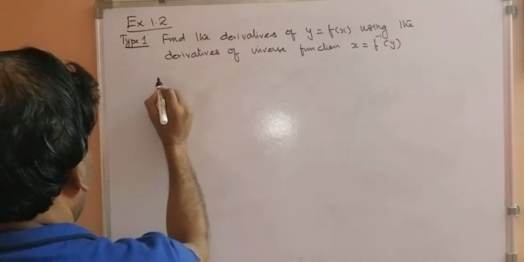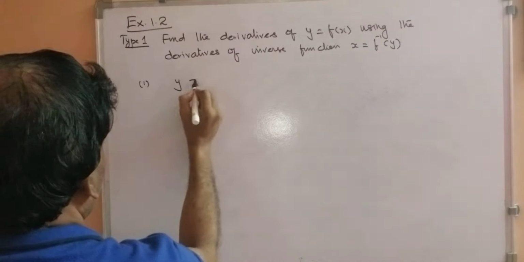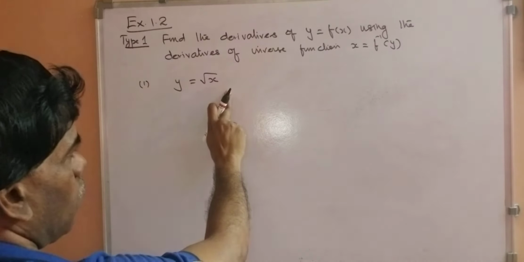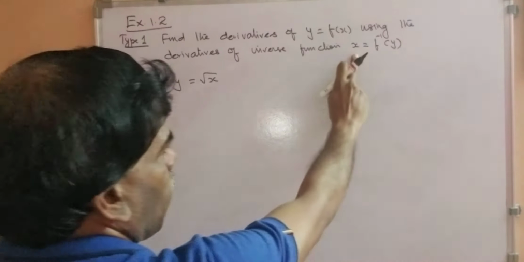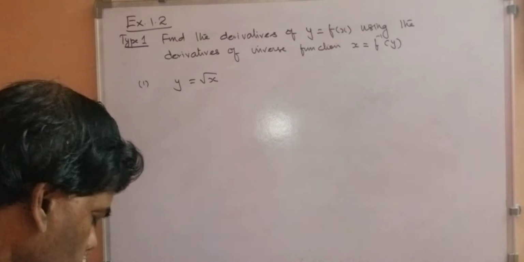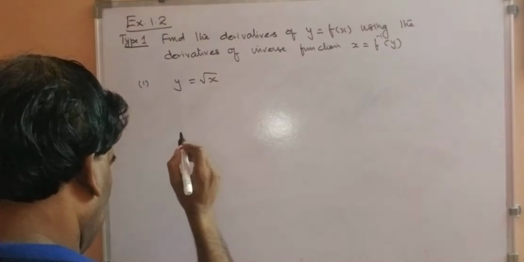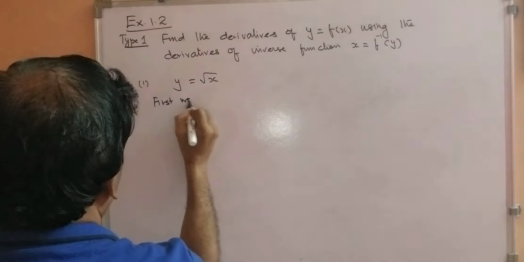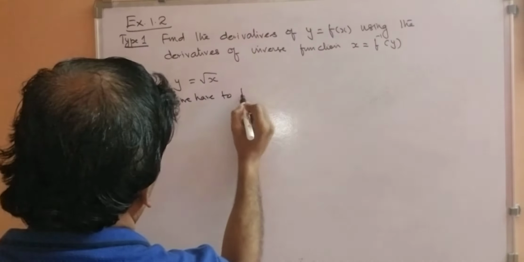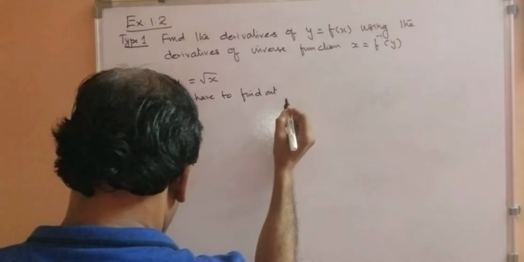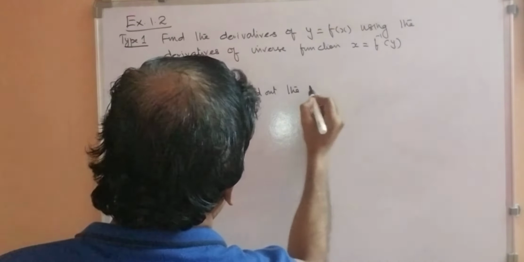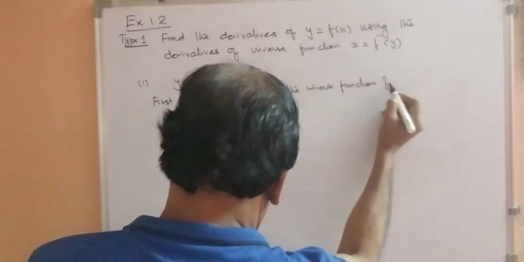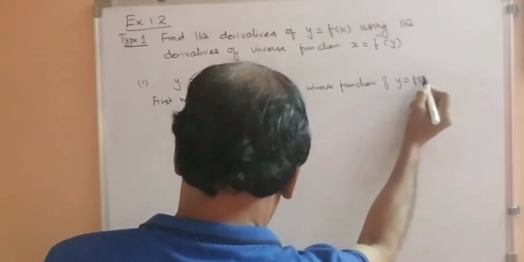See, for example, we will take first sum y equal to root x. Here y is a function of x. Now what we want, first we have to find out x in terms of y. See here, first we have to find out the inverse function of y equal to f of x.